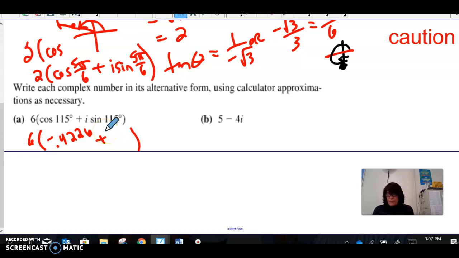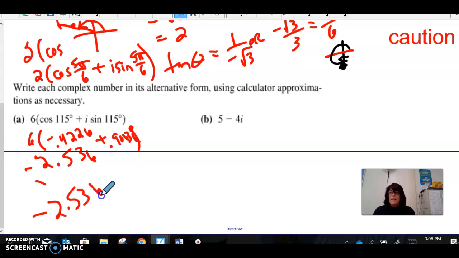Let's see, that'll be positive, right? Yes, 0.9063. I'm going to put my i second, okay, since it's not a square root. Now I have to multiply both those by 6. So that gives me negative 2.536, plus, I'm going to take 6 times, I got 5.43.